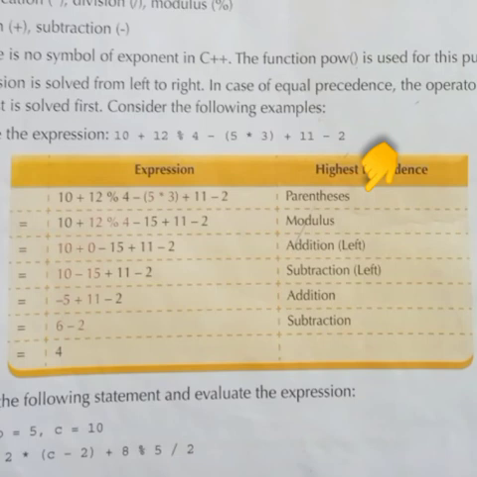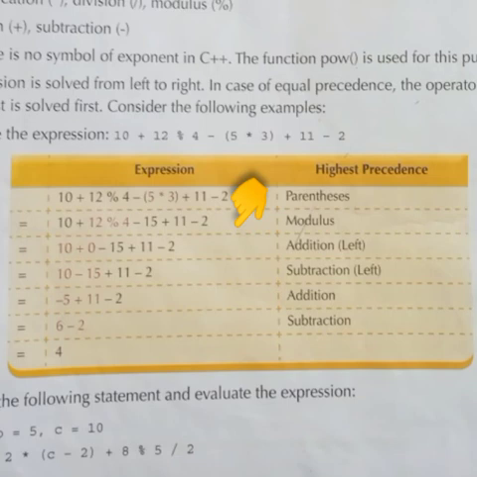The answer of 5 asterisk 3 is 15. So look at the second line: 10 plus 12 modulus 4 minus the answer of this one. So this one only we need to give the first preference, the first preference goes to parenthesis. So the answer is 15 plus 11 minus 2.